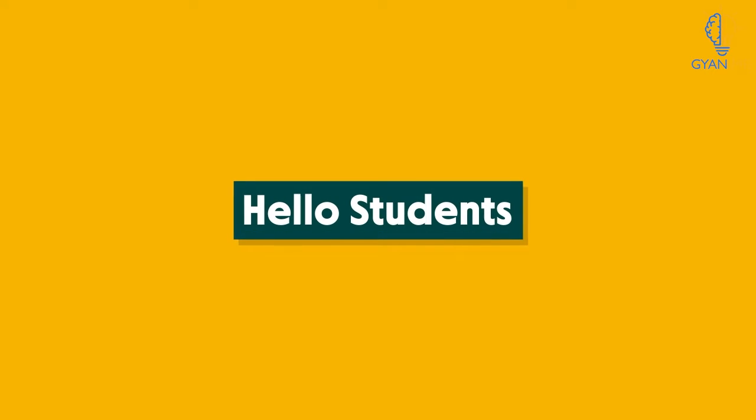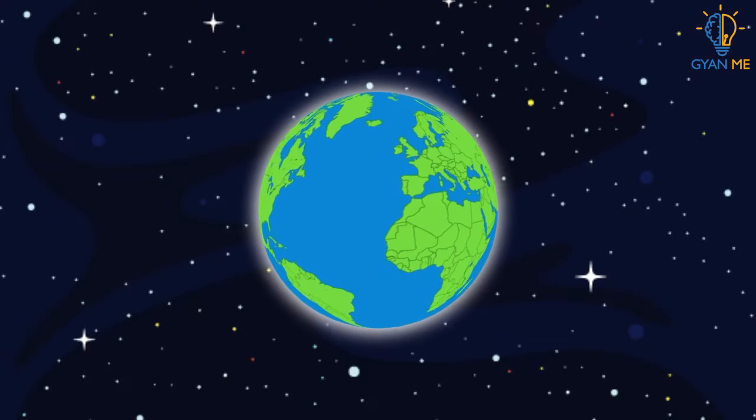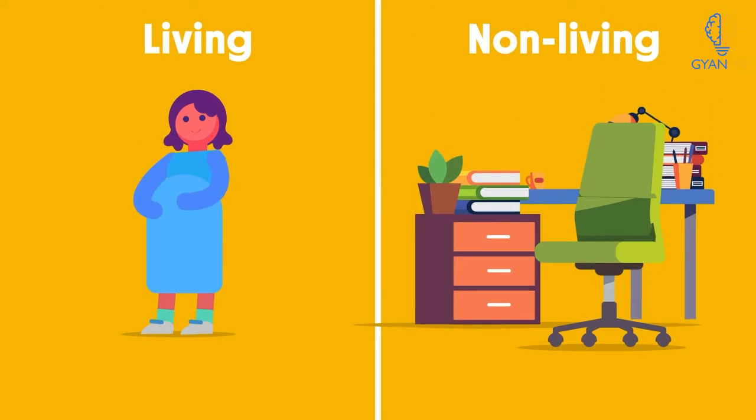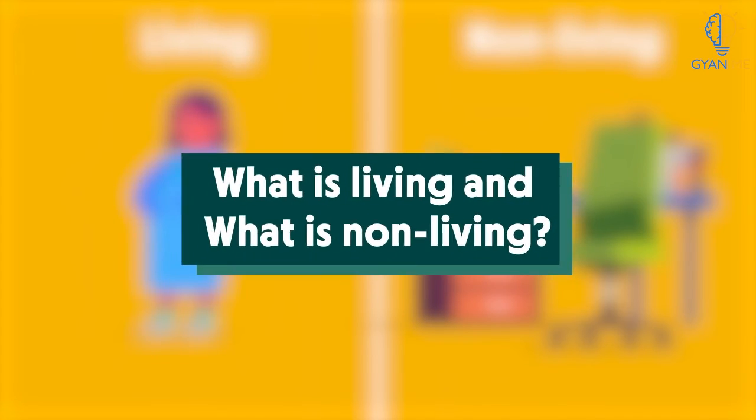Hello students. We know that Earth happens to be the only planet where living organisms and non-living things happily coexist. But students, how do we know what is living and what is non-living?